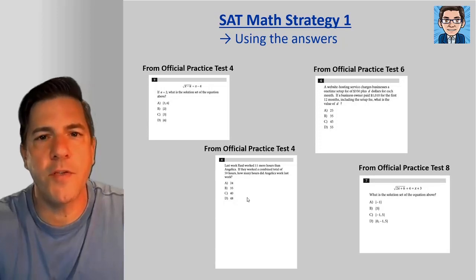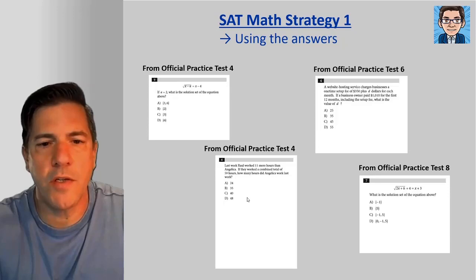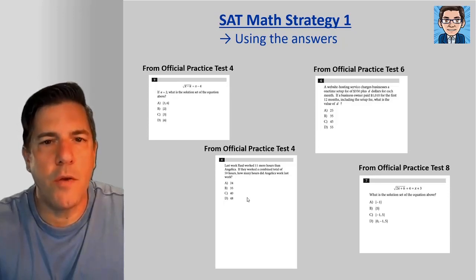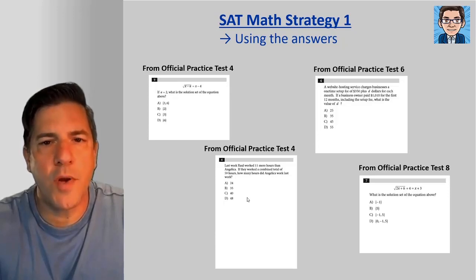So the biggest difference between the SATs and a regular test is that most of the questions have possible answers. So we're going to take a look at how we can use those answers to our benefit. I've picked out 4 problems here from the official practice SATs put out by College Board. So we're going to use these to demonstrate the strategy. Let's take a look.